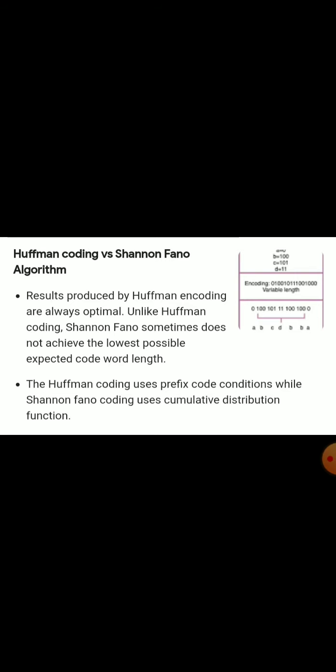So, Huffman coding versus Shannon coding. The result produced by Huffman coding is optimal, but Shannon does not achieve the lowest possible expected code word length. Huffman uses the prefix code condition, Shannon uses the cumulative distribution condition. This is the difference between Huffman coding and Shannon coding.